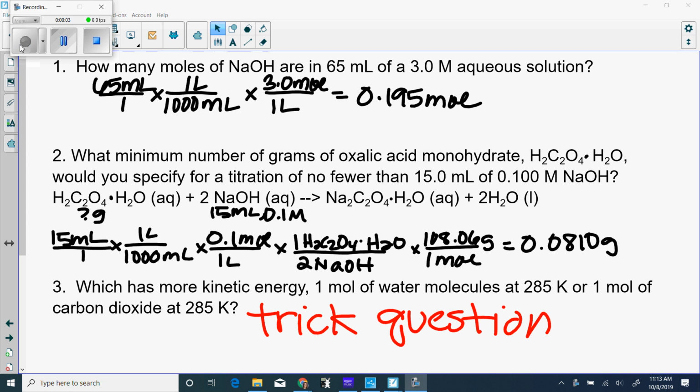Same temperature means same kinetic energy. It doesn't matter what it is. It doesn't matter how much there is. If they are at the same temperature, they have the same kinetic energy, okay?